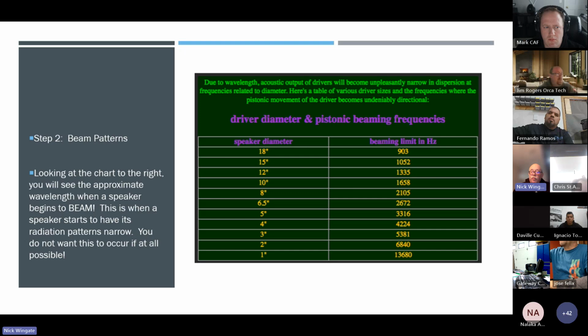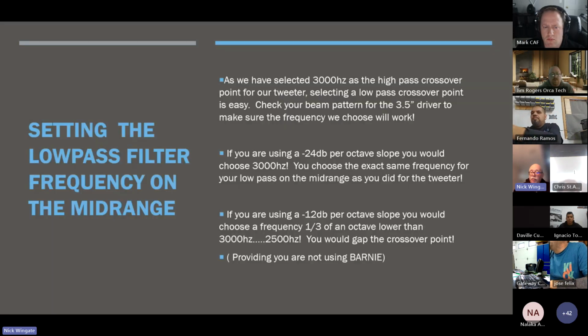And I'm staying on this for a minute so you can take a picture of this if you wish to do so. Okay, so to set the low pass filter frequency on the mid-range, remember we're working on the tweeter and the mid-range. As we selected 3000 hertz as the high pass crossover point for the tweeter, selecting a low pass crossover point is going to be really easy. If we check the beam patterns, we can see that the driver is at 4800 hertz.